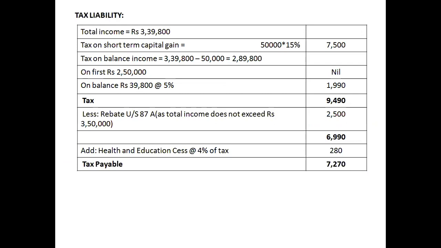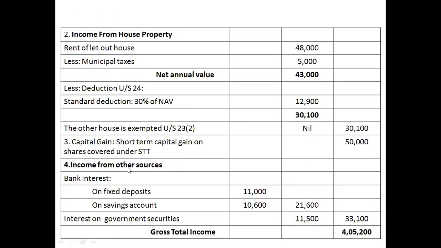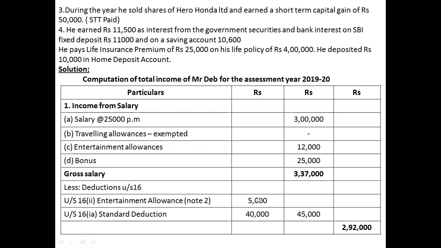So here I've given an explanation for your entertainment allowance. For a government employee, the rule says the statutory limit is 5,000 rupees, 1/5 of 3 lakh rupees is 60,000 rupees, and the actual entertainment allowance received is 12,000 rupees. Among these three, whichever is least will be considered as the deduction amount. So 5,000 is the least, which is why we have considered 5,000 rupees here. Then we have a standard deduction; the rule says the standard deduction is 40,000. 40 plus 5 is 45,000. So 3,37,000 minus 45,000, you will get 2,92,000.